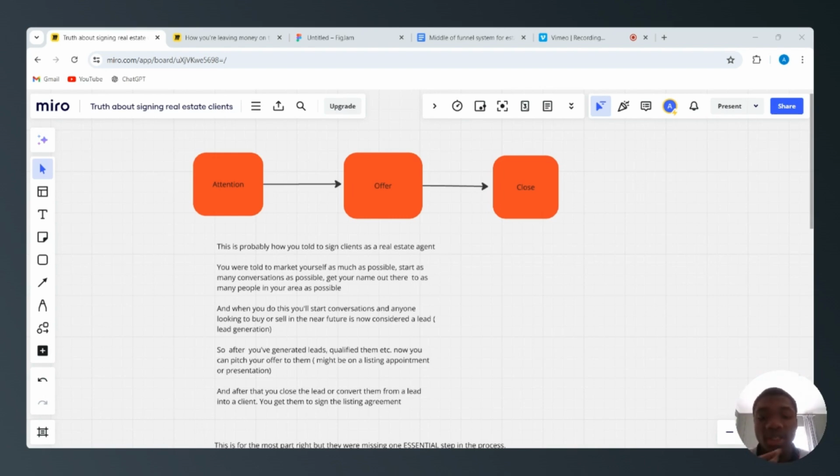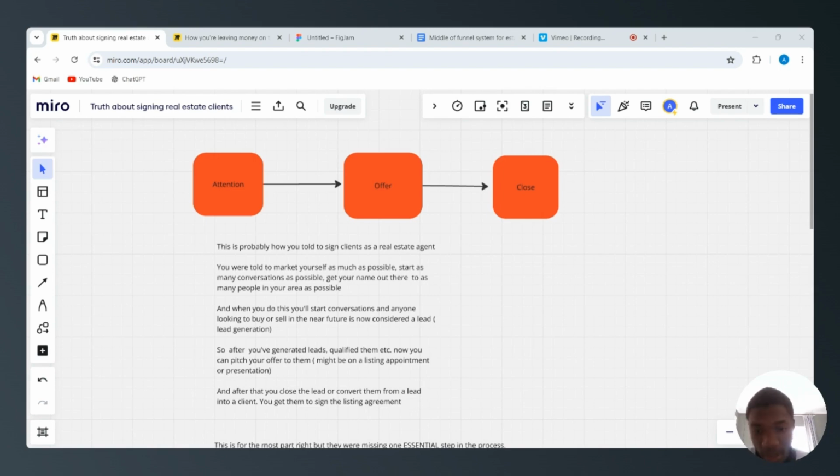After you generate a lead, you might qualify them, ensuring they're motivated and can actually buy or sell. Then you pitch your offer at the listing presentation or listing appointment, where you stack all the reasons why you should be the agent to help them buy or sell a home. After that, you close the lead, converting them into a client. You get them to sign the listing agreement, to sign on the dotted line. It makes sense. This is probably how you are signing clients now.